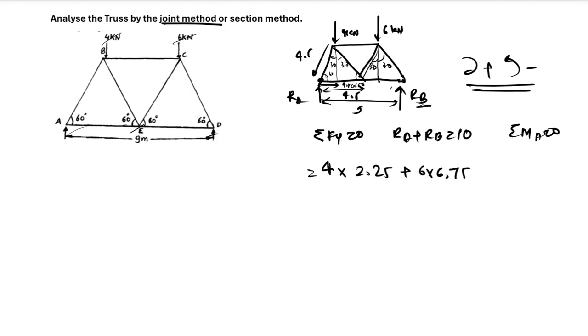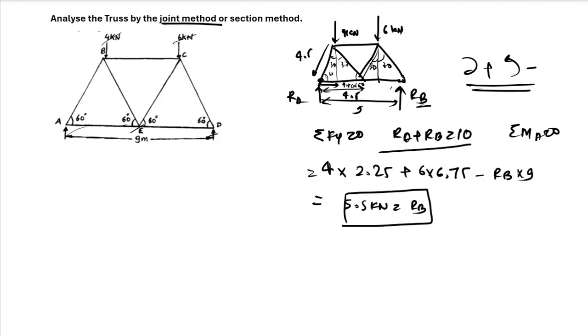Also, we have this RB force and it is applying an anti-clockwise moment at point A. So it will be RB into total distance 9. So from this equation, you can calculate the value of RB directly. And the value of RB becomes 5.5 kilonewton from this. So 5.5 kilonewton is equal to RB. And similarly, you can put this into your equation. This is RA plus RB is 10.